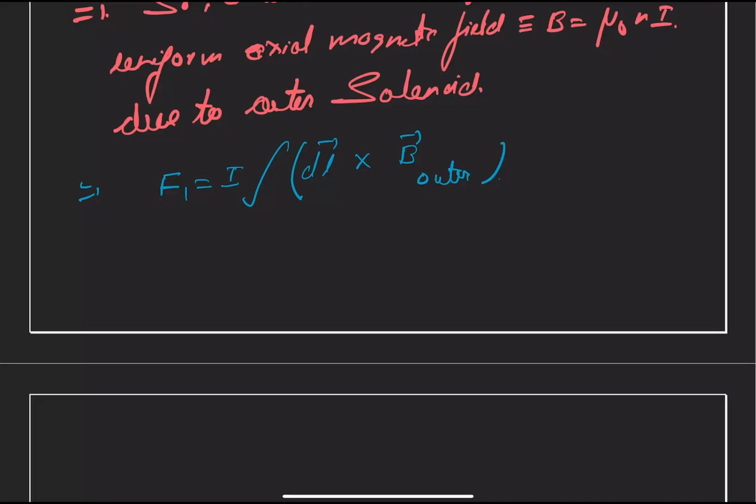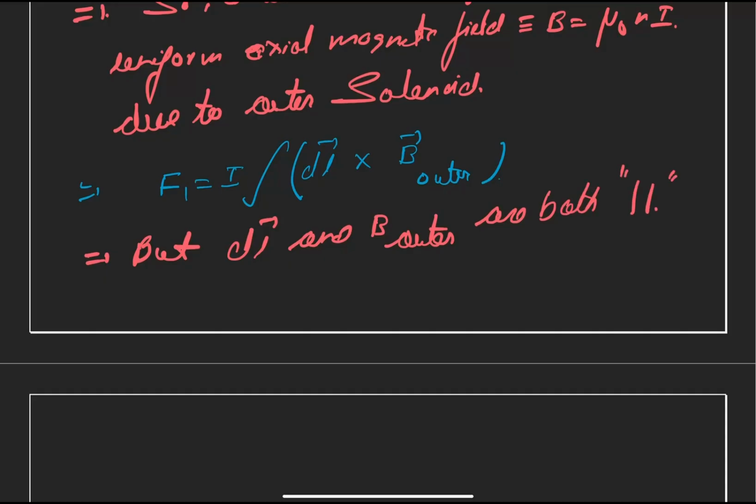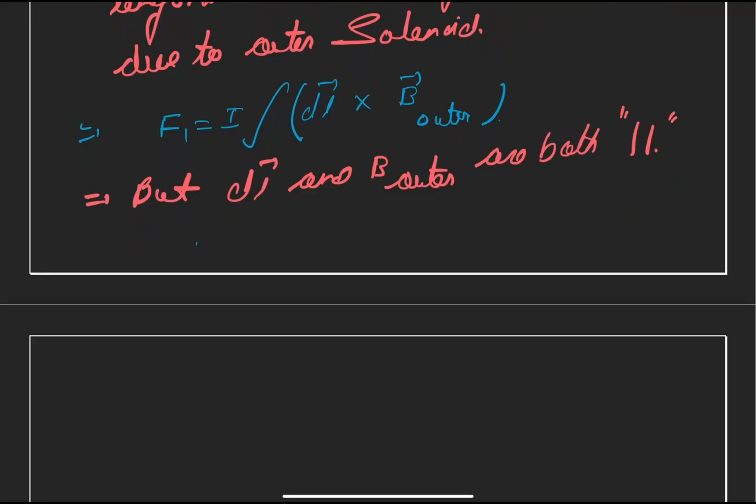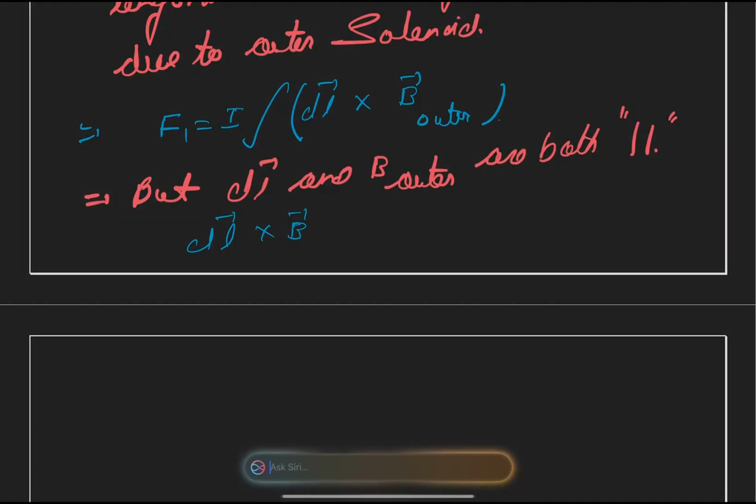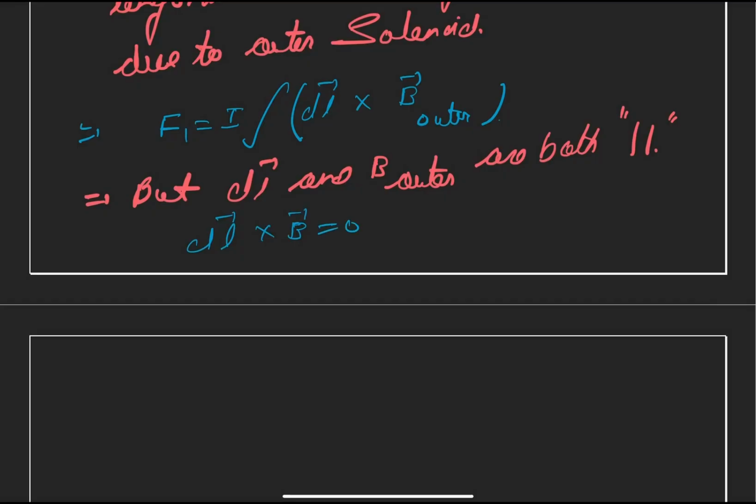But the current element dl and the magnetic field outer are both parallel. Therefore, we have dl cross B equal to 0. So this gives us that force F1 will be equal to 0.